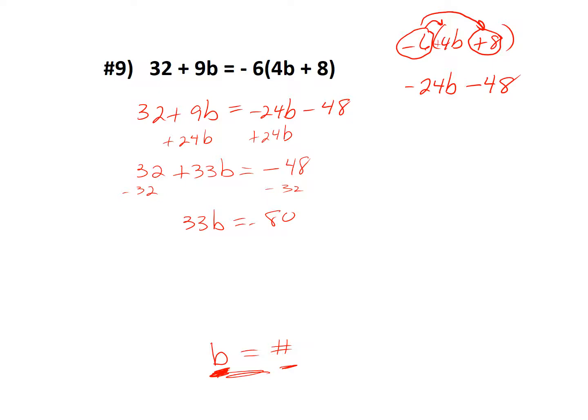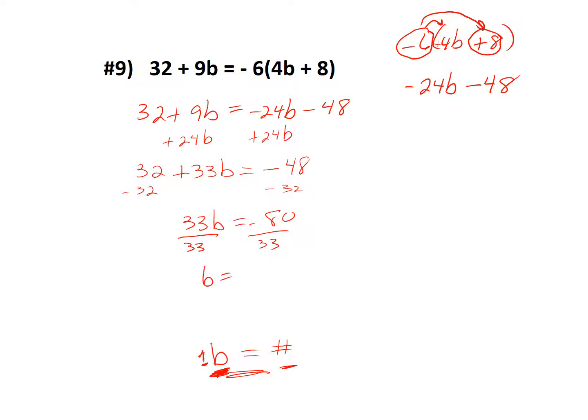I have 33b equals -80, but I don't want 33b. I want 1b. Remember, there's a 1 there that we don't write. So to get from 33 to 1, here's where we use that rule about any number divided by itself gives me 1. So if I want to go from 33 to 1, all I have to do is divide it by itself, which in this case is 33. And now to keep the two sides equivalent, I have to do that same damage to the other side, divide it by 33.